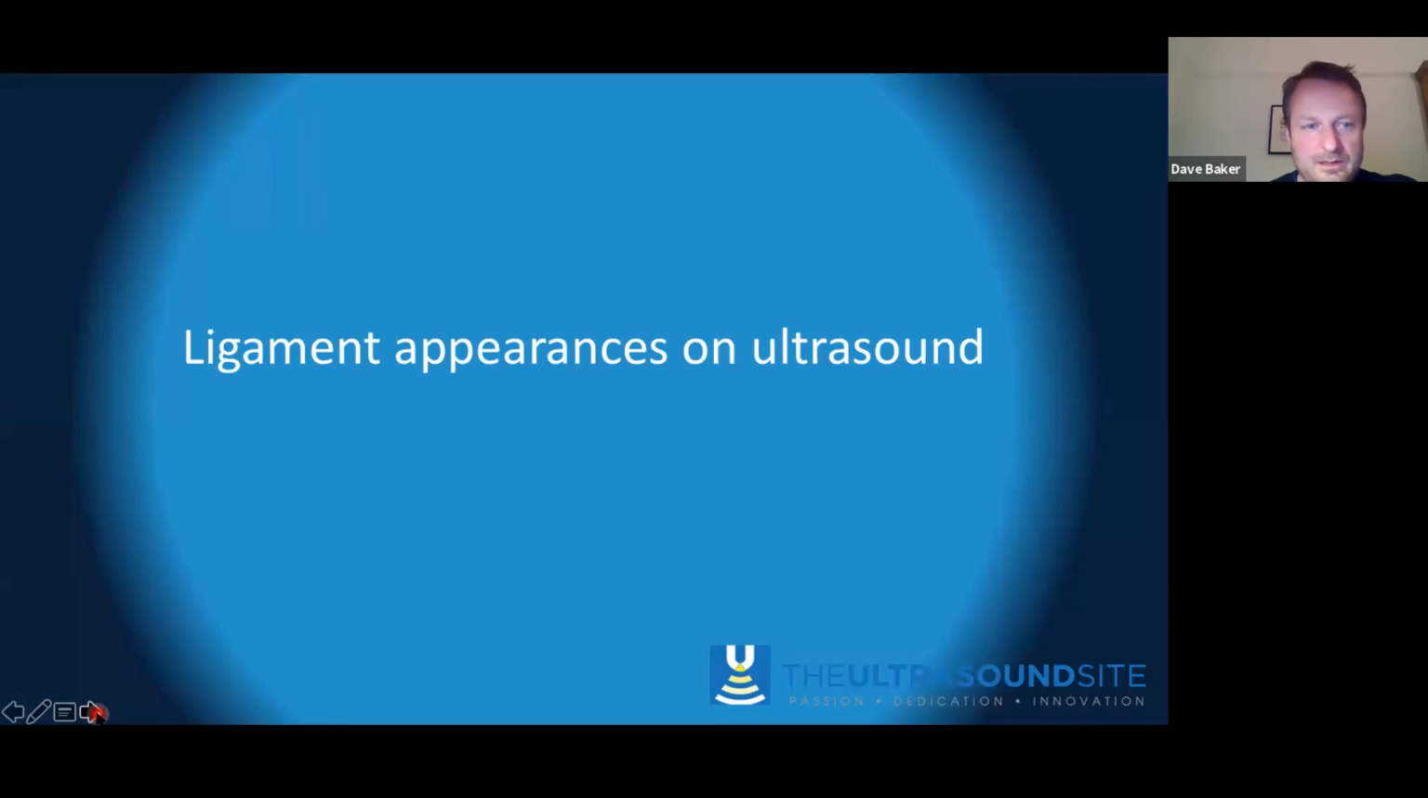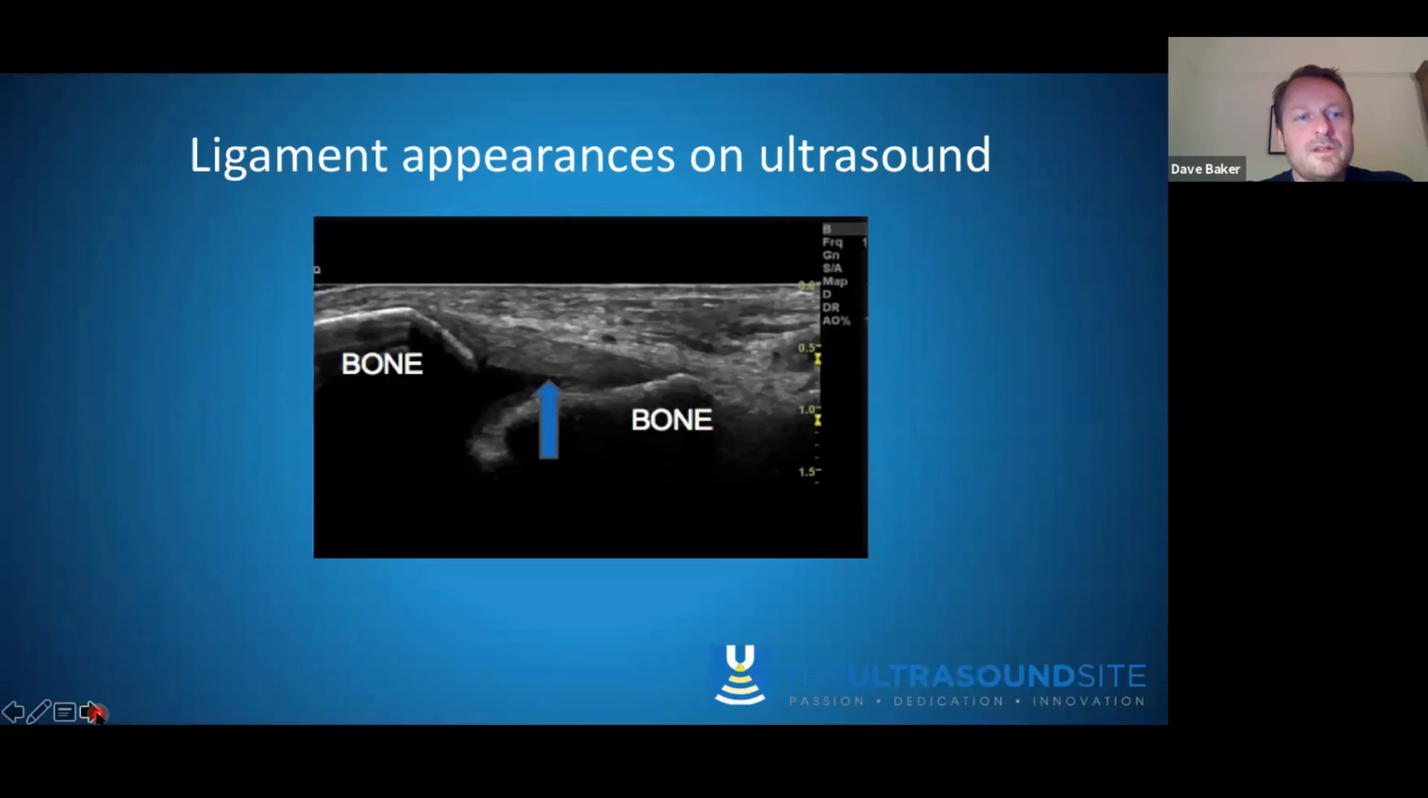We go on to the next slide, please, Stu. Okay, so if we start thinking about the ligaments and how ligaments appear on ultrasound, we go on to the next slide. So ligaments are collagen structures that run between bone and bone.